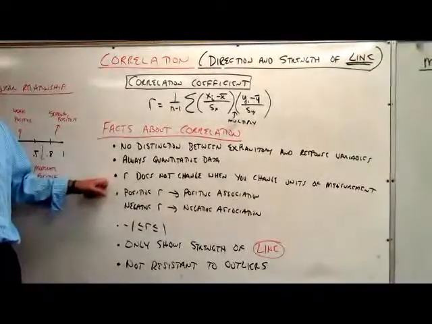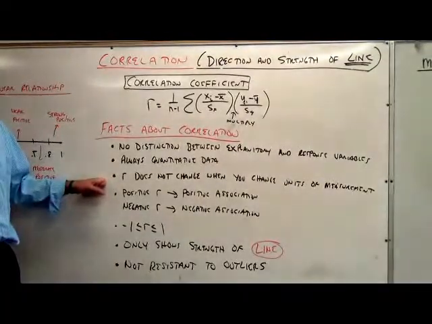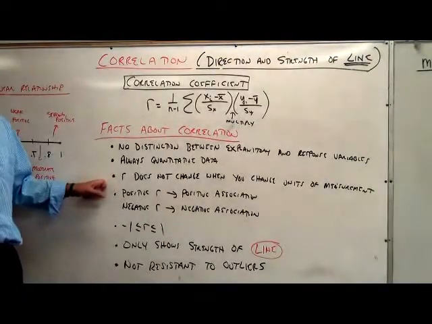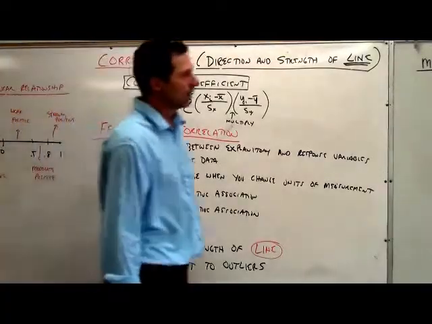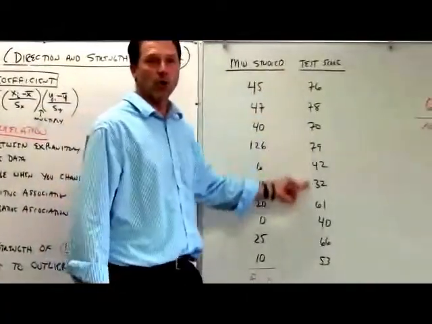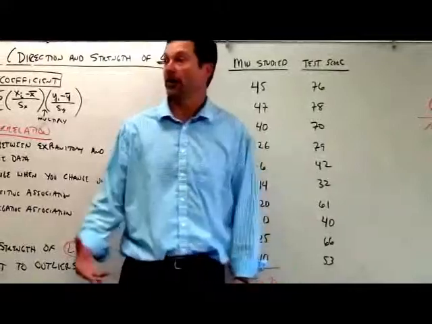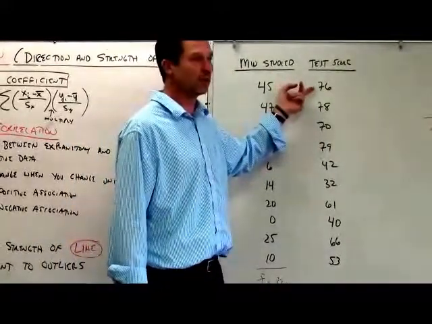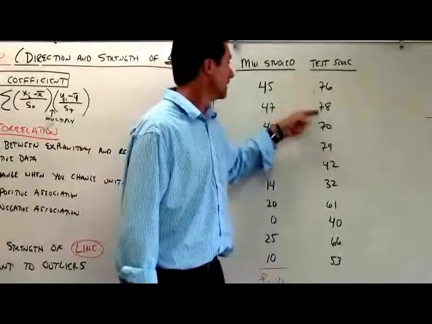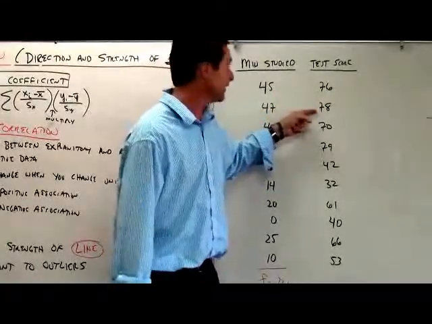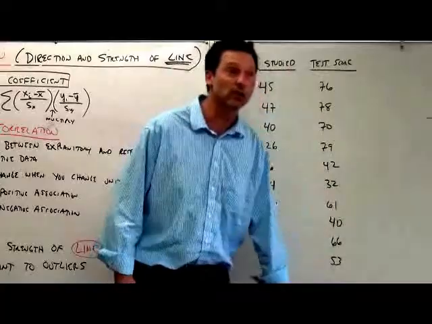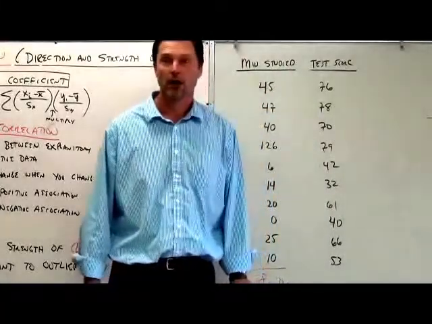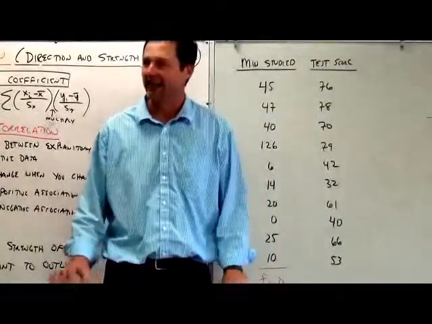Alright, this is a biggie. R does not change if you change the units of measurement. Let me give you an example. Let's say instead of the raw score, I had put the percentages. So this would have been 76 out of 80, so this would have been 95. And this would have been whatever that is, 97.5. And I would change these to the percentages. R would be exactly the same.